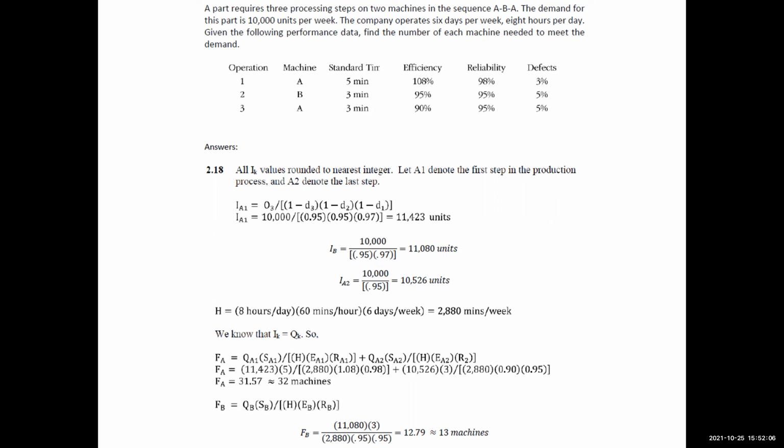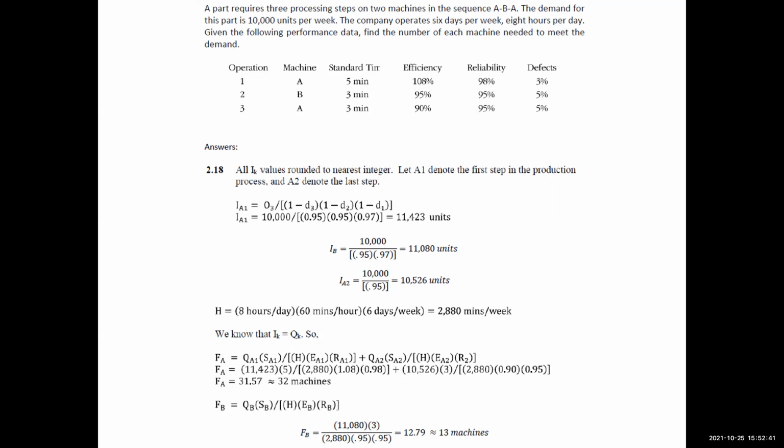So that's what we are trying to do at the beginning: identify the input. We need 10,000 units per week, but we have a 3% defect rate in operation one, a 5% defect rate in operation two, and a 5% defect rate in operation three. Then we need to know how many additional units to produce, so we can discard some and at the end still get 10,000 good units.